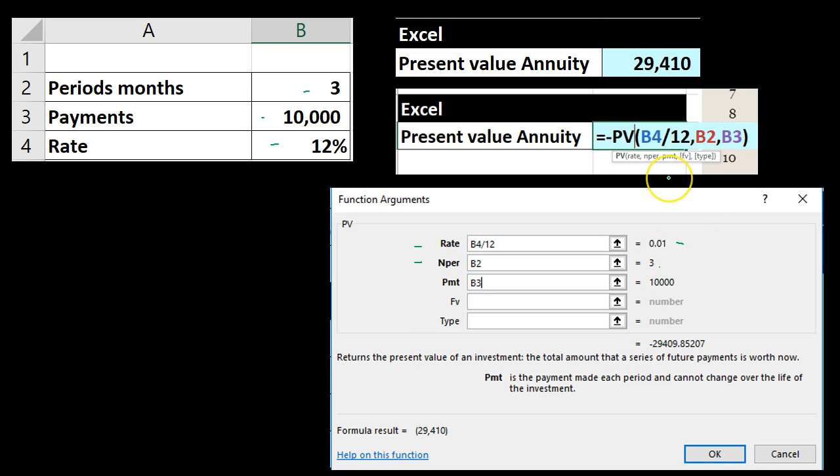And if we see that in terms of the formula, it's going to be equal. I put a negative in order to flip the sign rather than getting a negative result. We'll put a negative in front of the PV. Brackets, then the argument will follow down here. First the rate, B4. So within B4, 12 divided by the number of months, 12, to get the rate per month. And then we've got comma, the next argument, which is going to be the number of periods in B2. That's going to be 3 in B2, and then comma, and then the payment, which is going to be in B3, that being the 10,000.